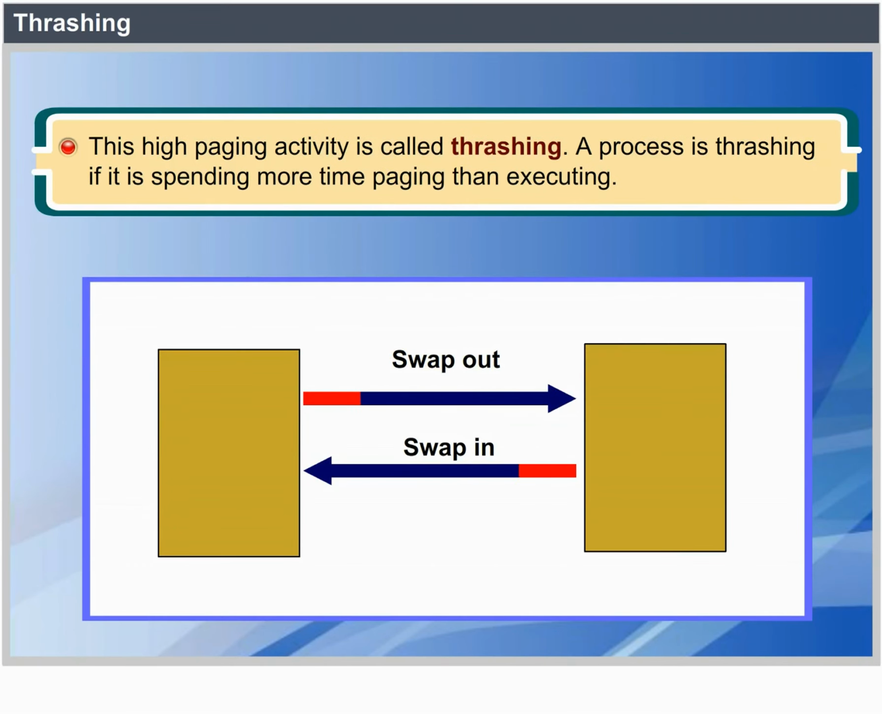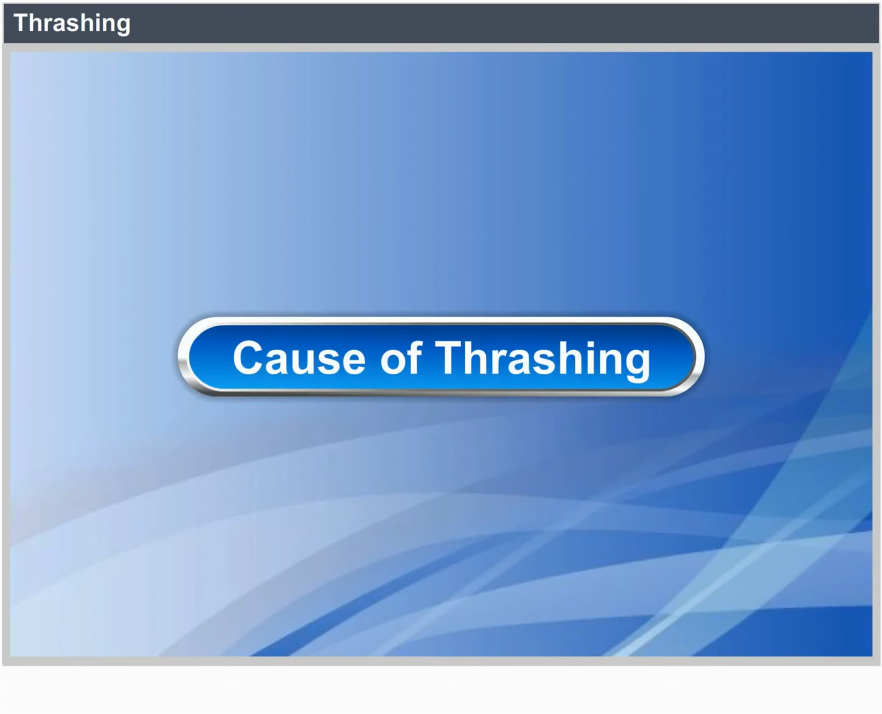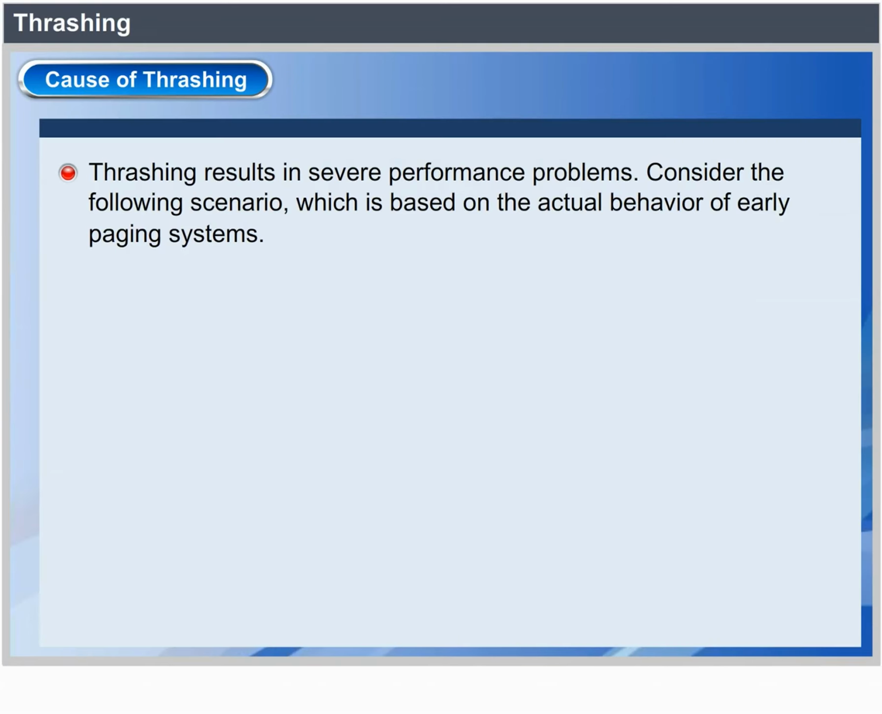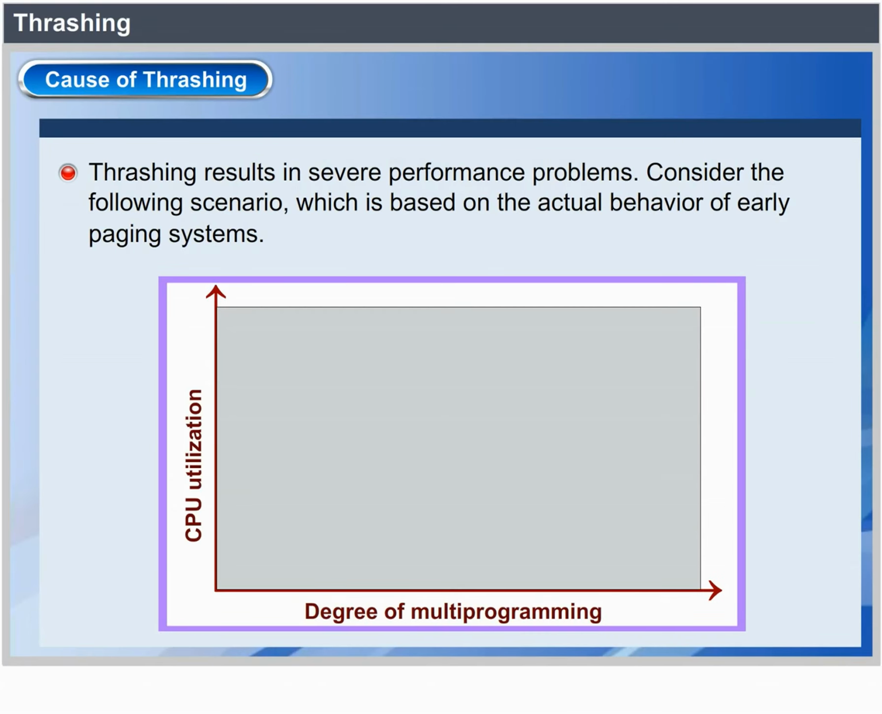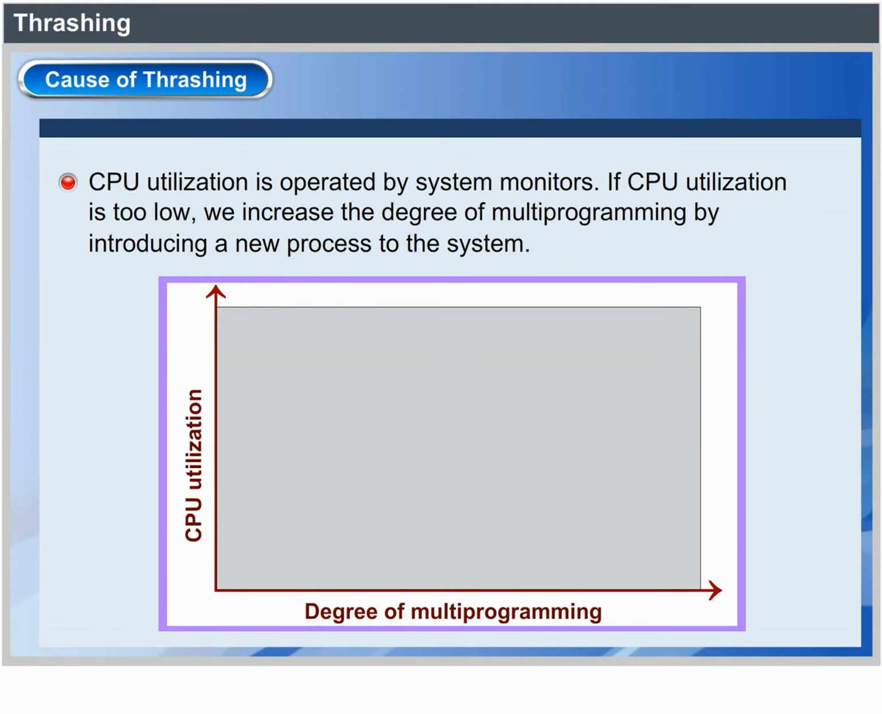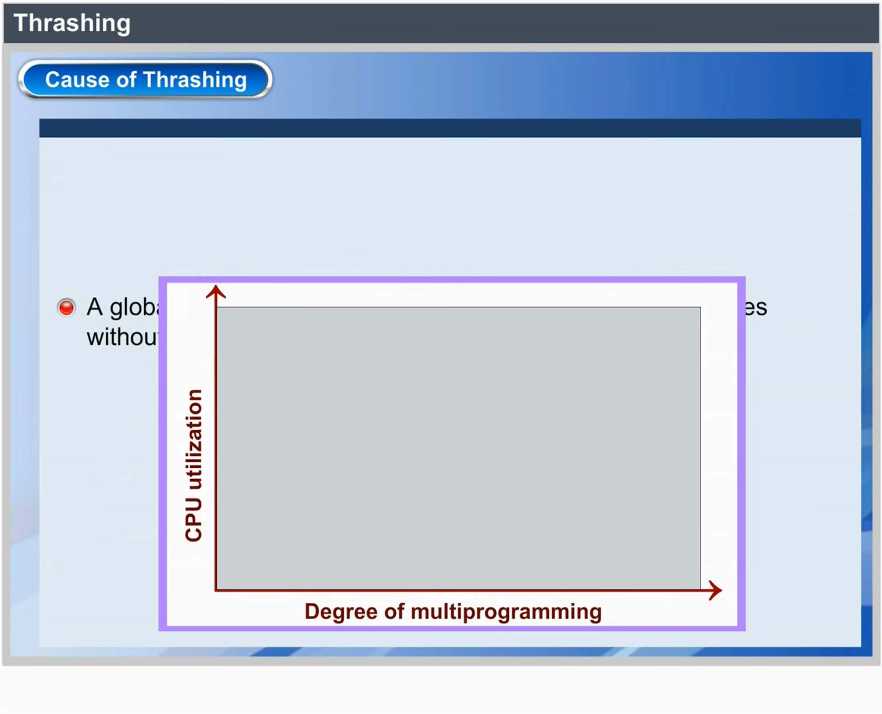Cause of thrashing. Thrashing results in severe performance problems. Consider the following scenario, which is based on the actual behavior of early paging systems. The operating system monitors CPU utilization. If CPU utilization is too low, we increase the degree of multiprogramming by introducing a new process to the system. A global page replacement algorithm is used. It replaces pages without regard to the process to which they belong.